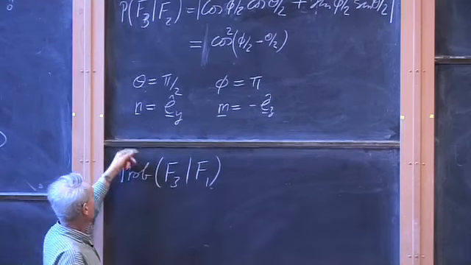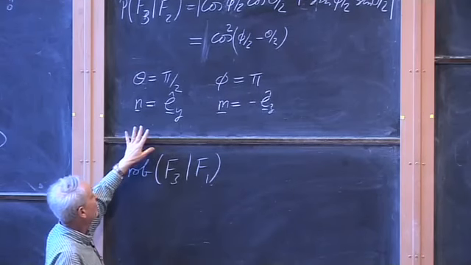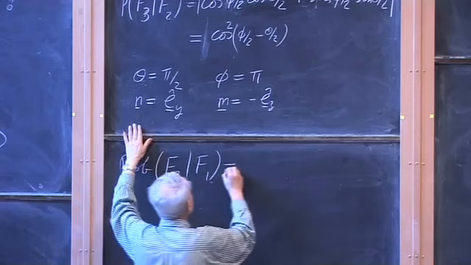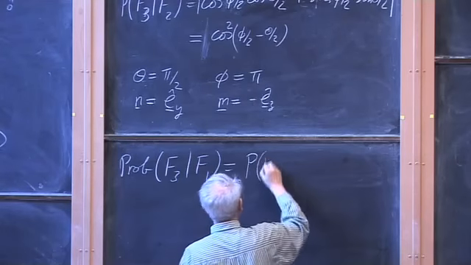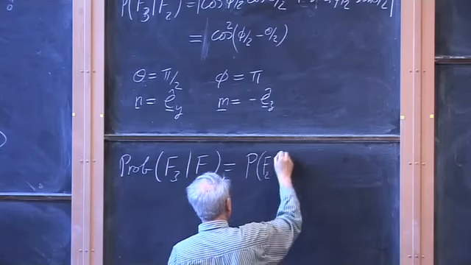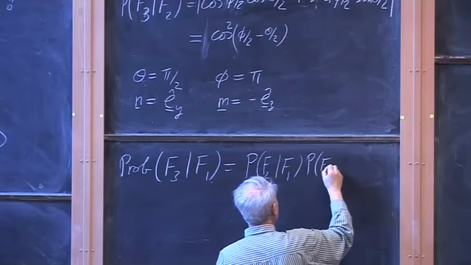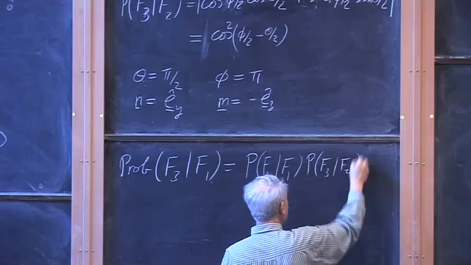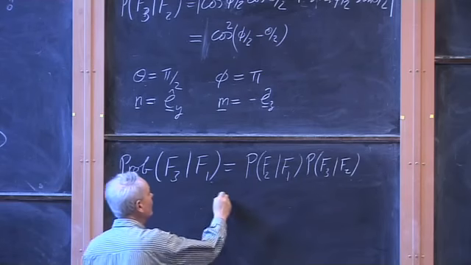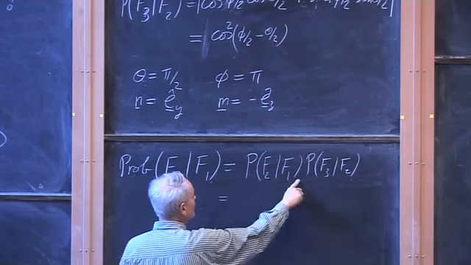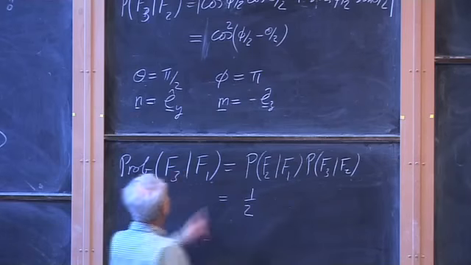So we already had that. What is that? Well, it's the probability of passing the second filter, given that you passed the first, times the probability of passing the third filter, given that you passed the second. And this probability was a half. We already discussed that.